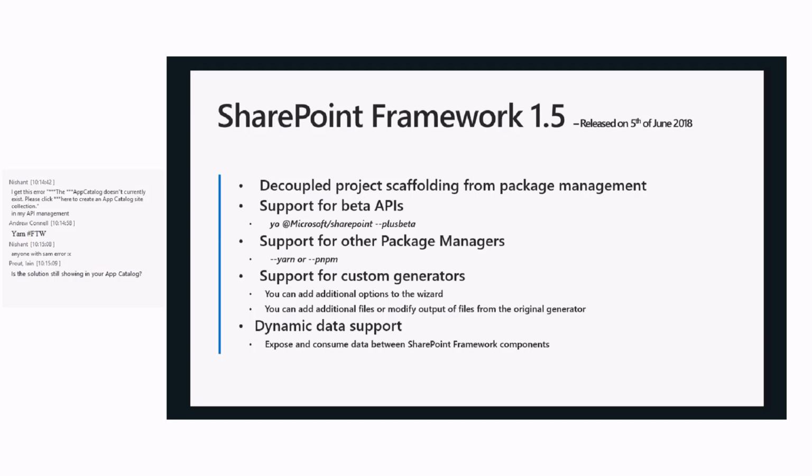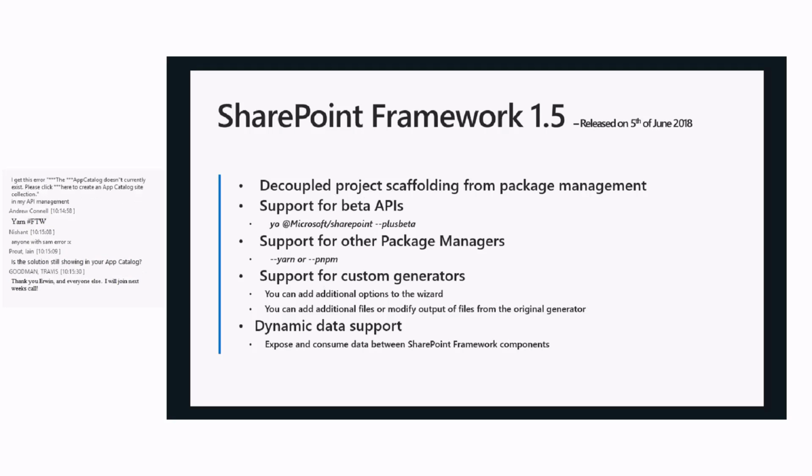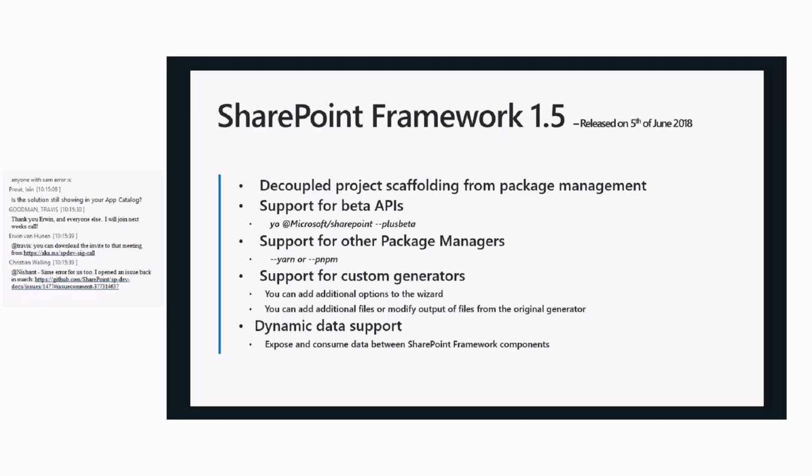Now, the second thing is the support for beta APIs. So all of our beta stuff is now in a separate location. You have to actually execute this +beta command in the command line to be able to provision and scaffold projects and solutions which have the beta options or preview capabilities. Like if you want to use the dynamic data option, you would have to use the +beta switch to get those things available. There's support for custom generators, so you can actually add additional options to the wizard.